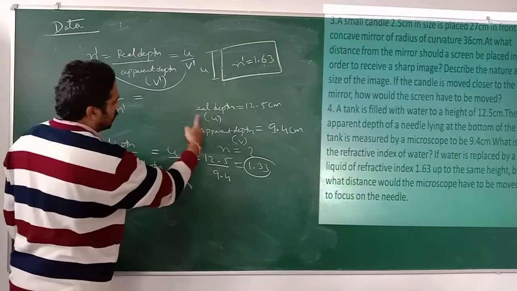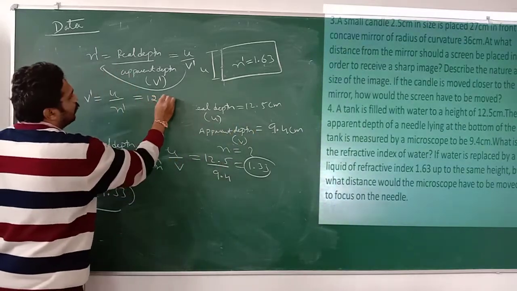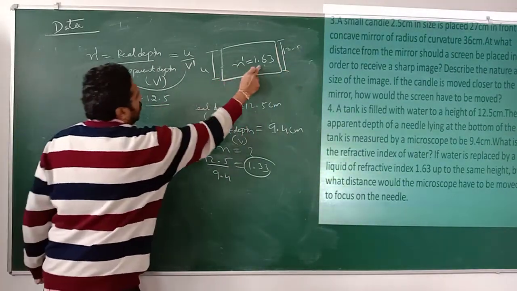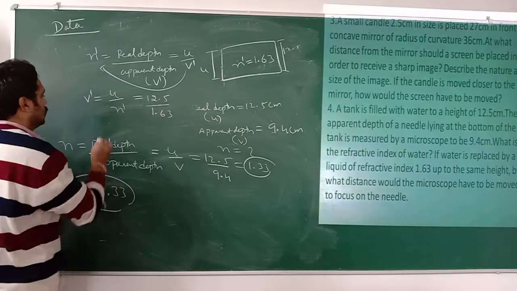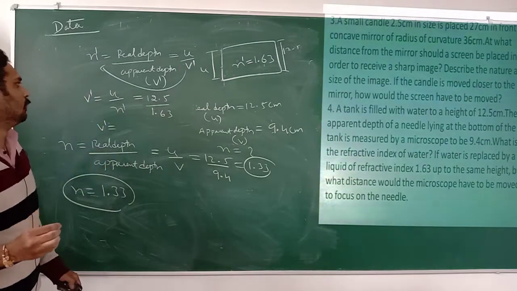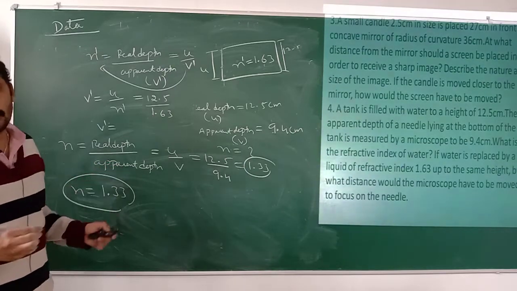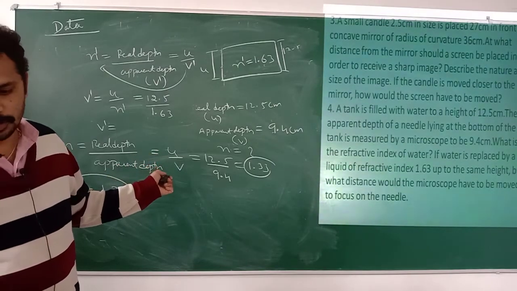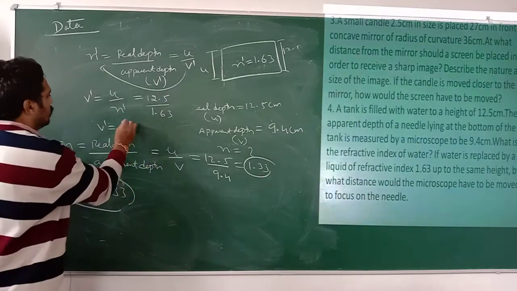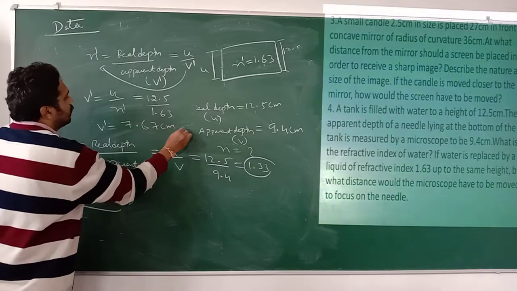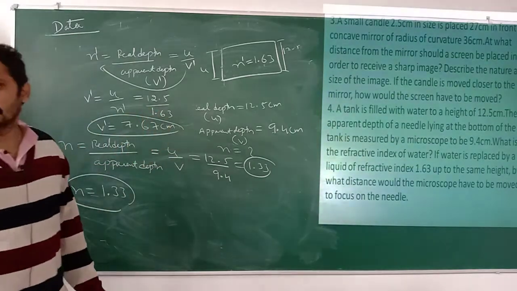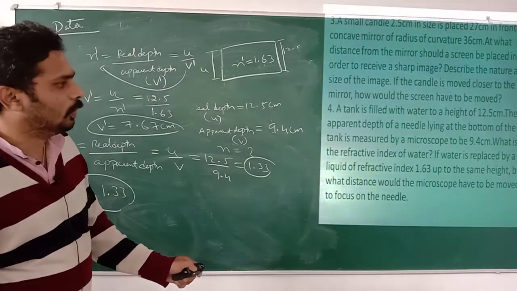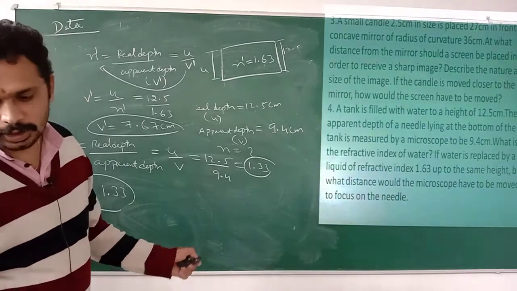Now what is U? Same height, 12.5 centimeter. Now N dash, what is N dash? 1.63. Now what is V dash? We get 12.5 divided by 1.63, which is around 7.67 centimeter. 7.67 centimeter. Now, what distance would the microscope have to be moved to focus on the needle?